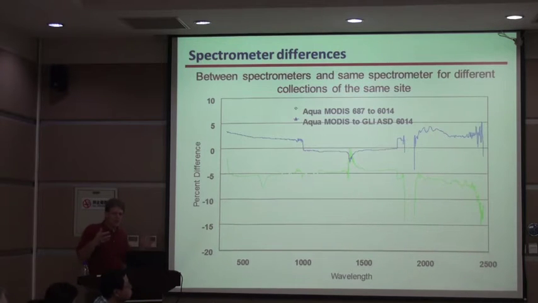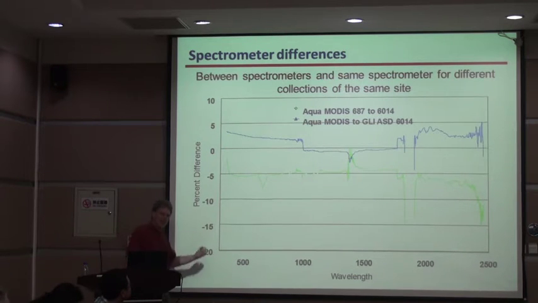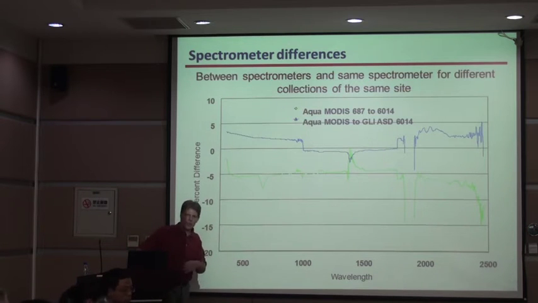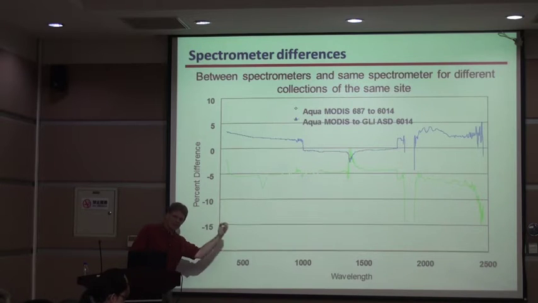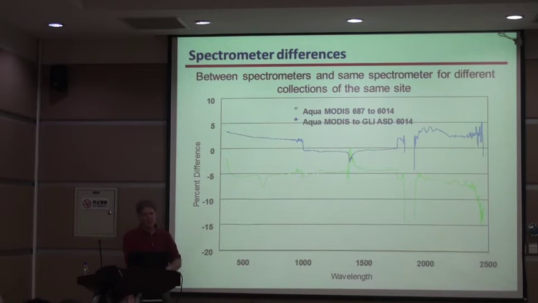The rest of these is a bunch of differences between spectrometers. And so it gives you an idea of what happens if I collect data at a given site with different instruments, if I collect data at the same site with the same instrument multiple times, or if I collect data on different days with the same instrument at the same site, and looking at how things change as a function of time.